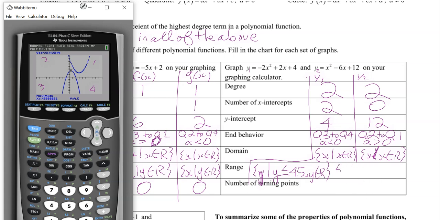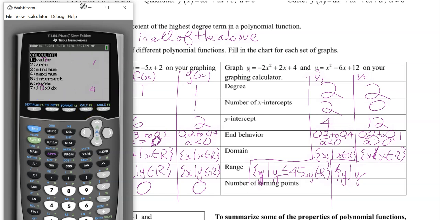And then this guy, set of all y's, so if it opens down, it has a maximum, and you might just be asked, you might just state the range as y is less than or equal to some maximum value, right? Which we don't know. If we weren't given the equation to graph, we might not know.